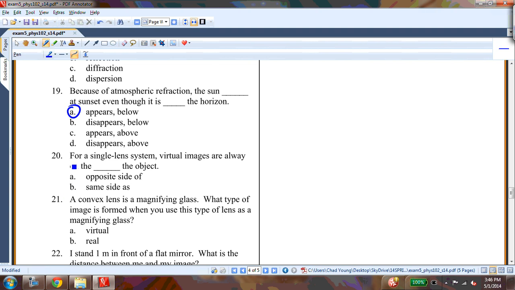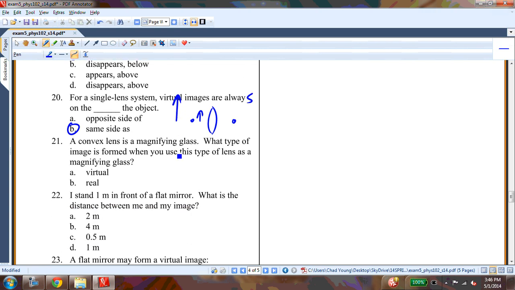For a single lens system, virtual images are always on the same side as the object. That would be like a convex lens, for example, where I have my object inside the focal point and my image is outside the focal point, like a magnifying glass. The same is true, by the way, for concave lenses, so the image is smaller. A convex lens is a magnifying glass. What type of image is formed when you use this type of lens as a magnifying glass? Well, as I just said before, it's a virtual image.